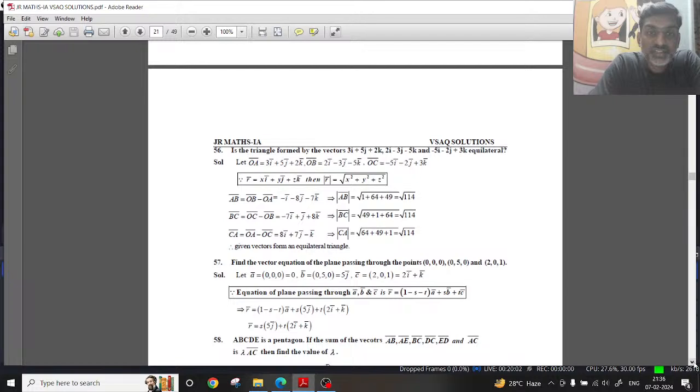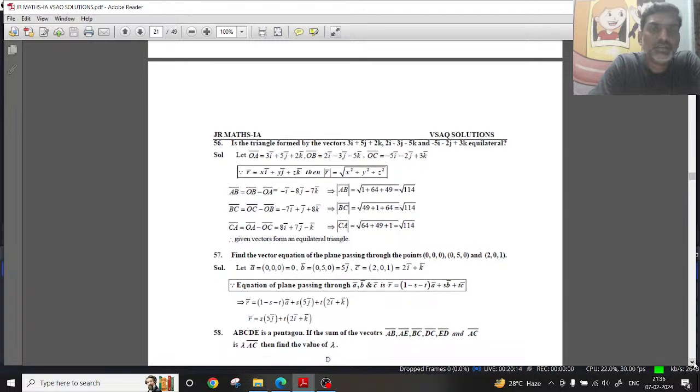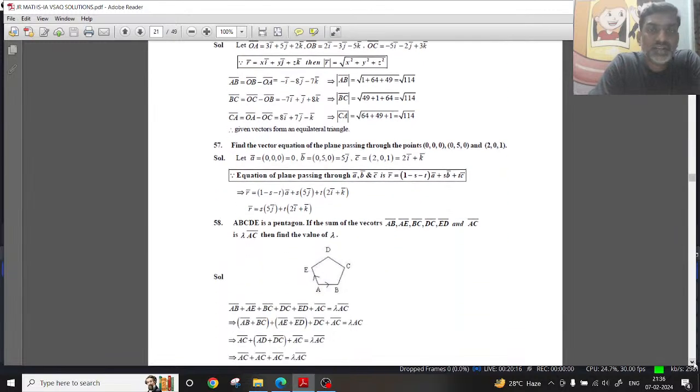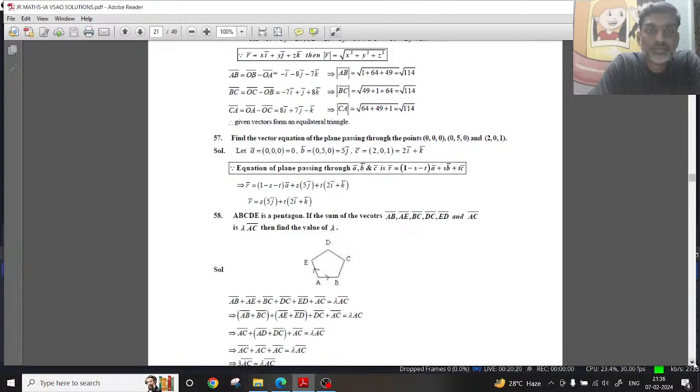And question number 56, is the triangle formed by the vectors equilateral? Find out all the sides' magnitudes, calculate the magnitude of AB, BC, CA. Next, find the vector equation of the plane passing through the points. This is also the same here. 3 vectors are given. What is the equation? 1 minus S minus T times A bar plus S B bar plus T C bar.